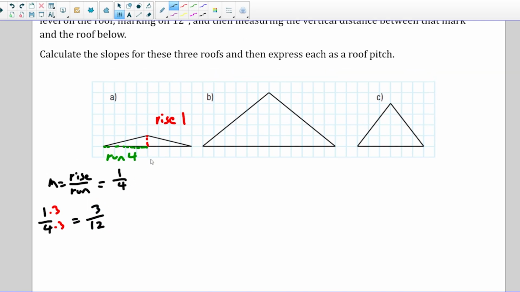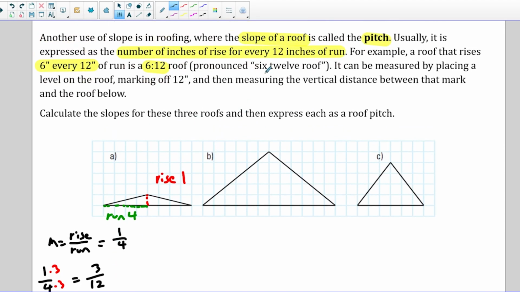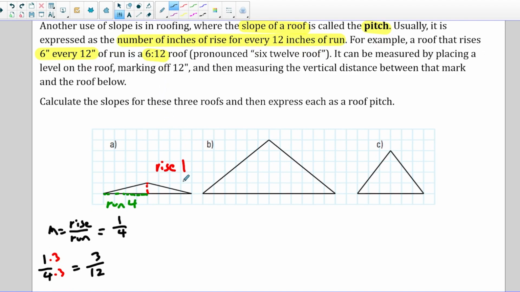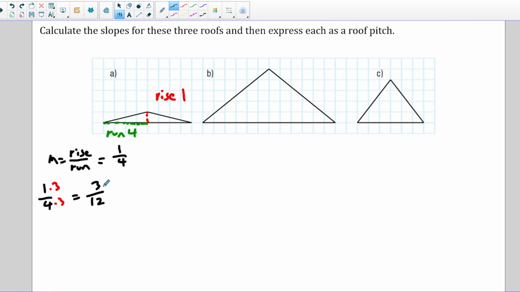So if we look back at our example, if we have a roof with a rise of 6 for every 12 inches of run, we call that a 6/12 roof. Well, here our rise would be 3 and our run is 12. So we can express this as a 3/12 roof. We can do the same thing with roof B.